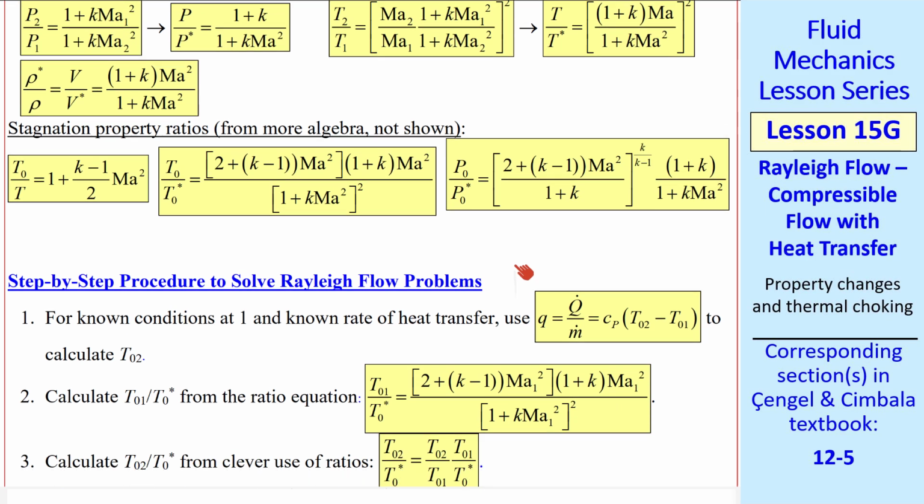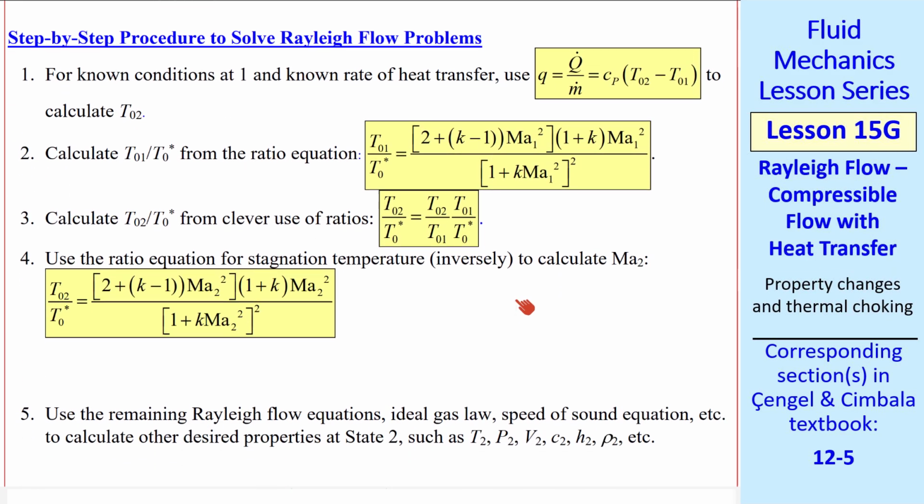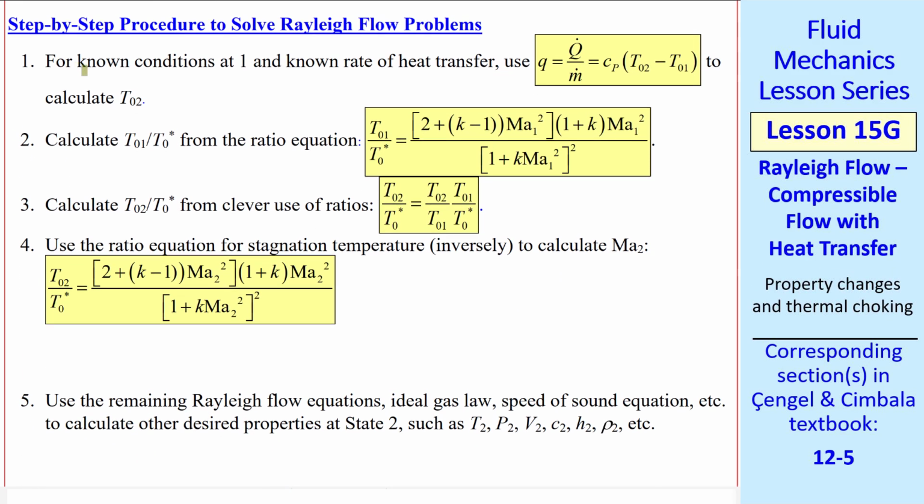To solve Rayleigh flow problems, I give you a step-by-step procedure here. Again, we have to start with known conditions at state 1 and a known rate of heat transfer Q dot. We use our energy equation to calculate T naught 2. We would have to know all of these things except T naught 2 here. Step 2 is to calculate T naught 1 over T naught star from this ratio equation, and then calculate T naught 2 over T naught star by using ratios as shown here.